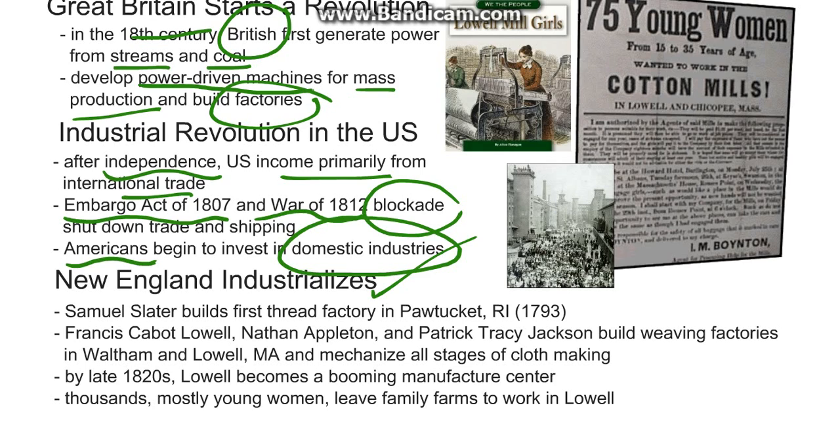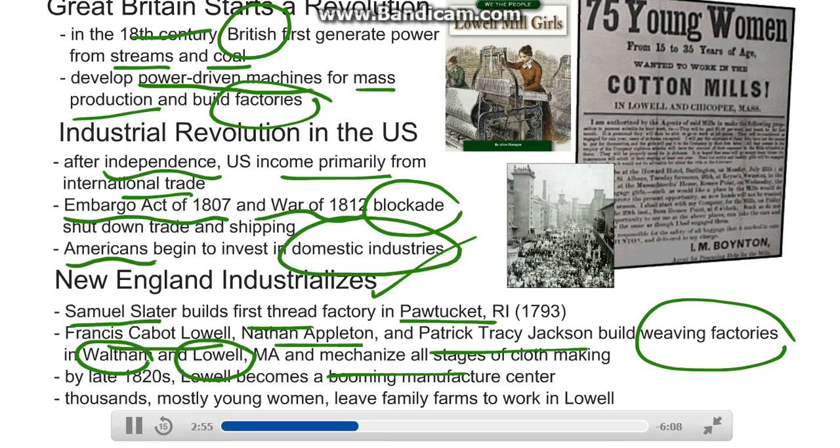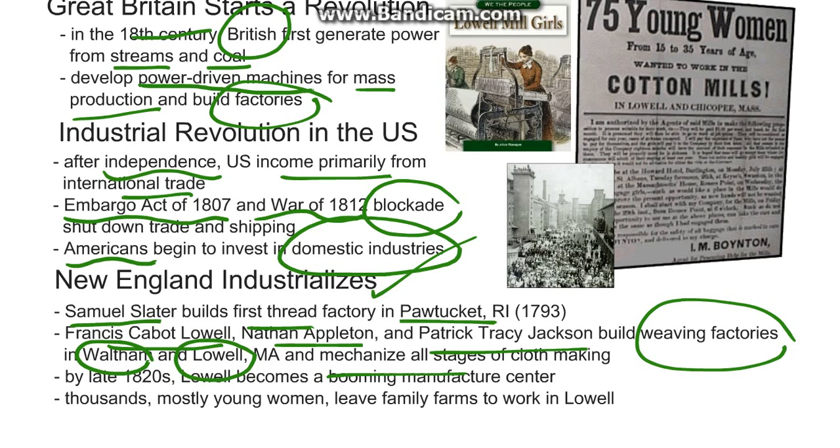New England industrializes. A man named Samuel Slater is the first to build a thread factory in Pawtucket, Rhode Island in 1793. Then Francis Cabot Lowell, Nathan Appleton, and Patrick Tracy Jackson build weaving factories in two Massachusetts towns, Waltham and Lowell, and they mechanize all stages of cloth making. By the late 1820s, Lowell becomes a booming manufacturing center. Thousands of young women leave their family farms to go work at the Lowell mills.